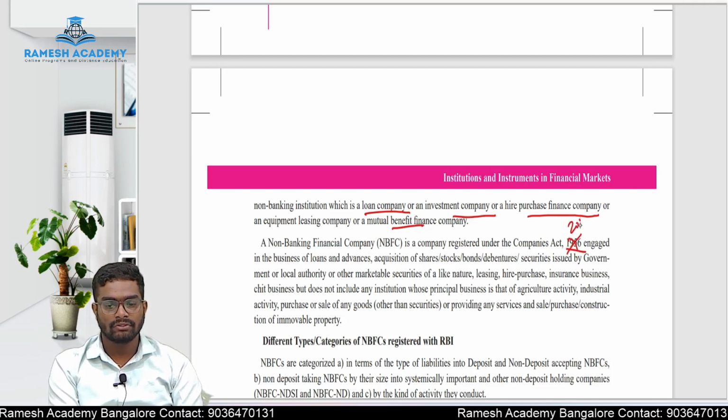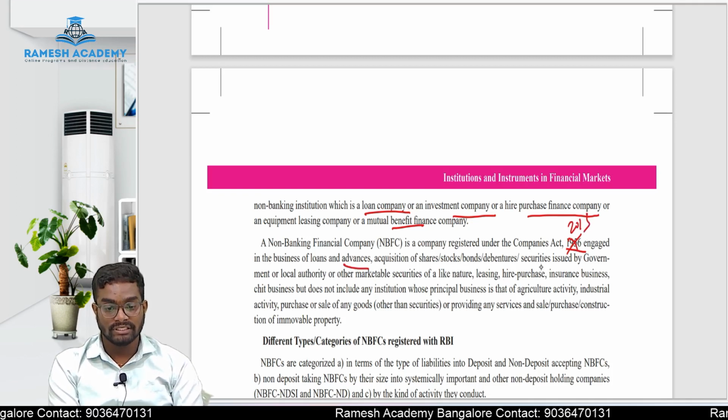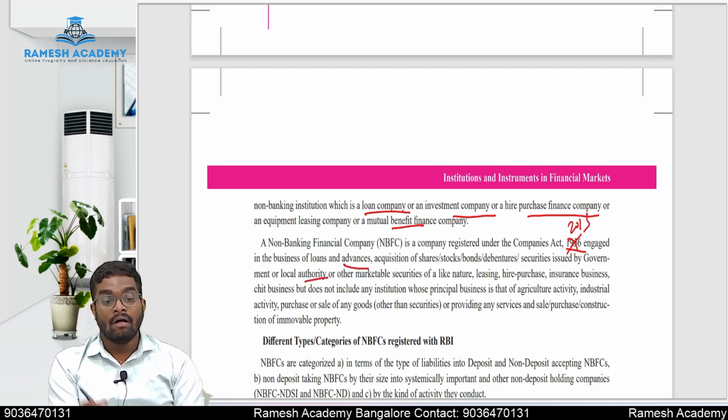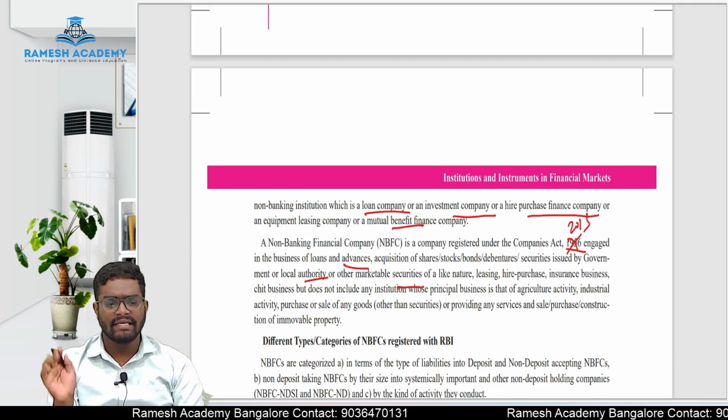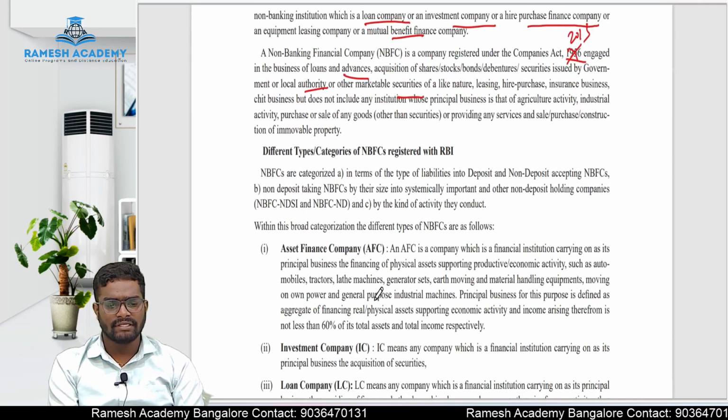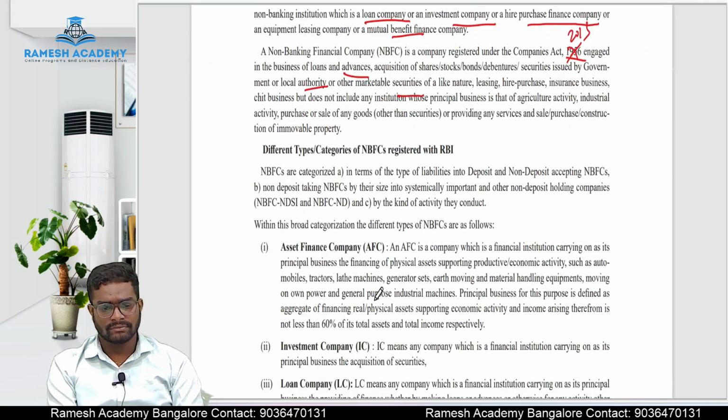No, now it is 2013. Engaged in the business of loans and advances, acquisition of shares, stocks, bonds, debentures, securities issued by the central government or local authority, or other marketable securities like leasing, hire purchase, insurance. It can be anything. So here we have the different types of NBFCs.